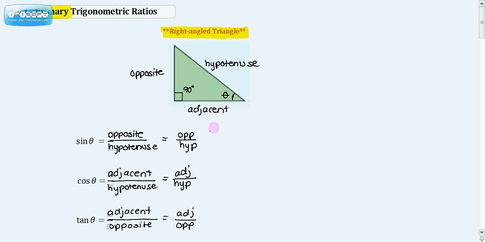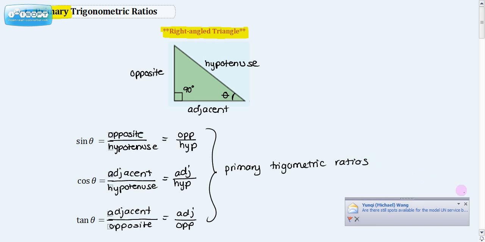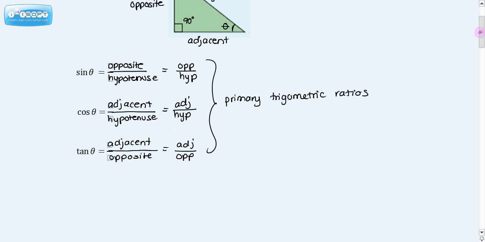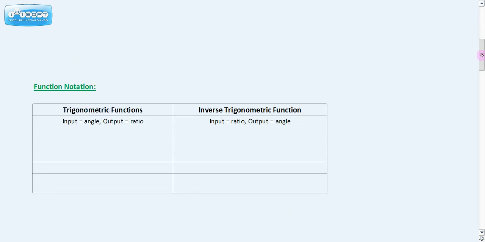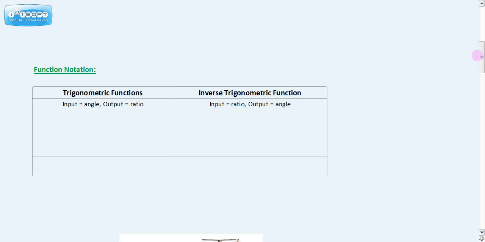So these ratios are what we call the primary trigonometric ratios. Now, recall that we are dealing with functions, so we need to define all these characteristics as functions. If you recall, a function is where we put an input, such as our x, into the machine of the function, or the equation that defines our function, and that gives us a specific output.